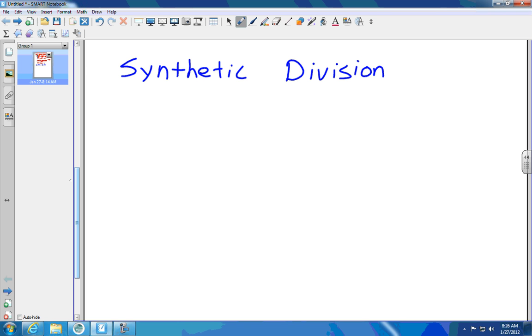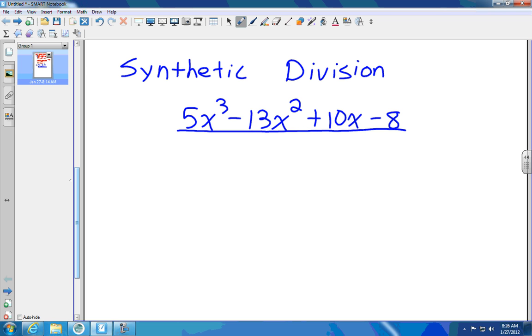So if we had 5x to the third minus 13x squared plus 10x minus 8. And they'll write it several different ways. They might have a long fraction bar, which I guess is how I'll write this one. A long fraction bar, and then x minus 2 underneath there. They also might have it written as just a division and have x minus 2 written out there. So whatever it is, you need to know what you're doing here.